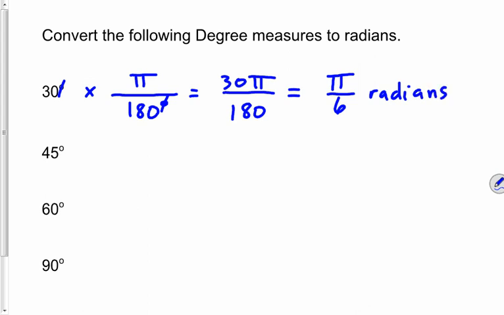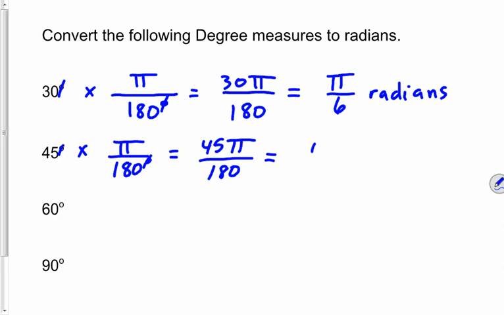We're left with pi over 6 radians, right? And oftentimes, there's no symbol for a radian. We would write pi over 6 radians, or we would just write pi over 6. All right, let's go to 45 degrees. We multiply by our conversion again, pi over 180 degrees. Our degrees cancel out, leaving us with 45 pi over 180, and that reduces to pi over 4 radians.